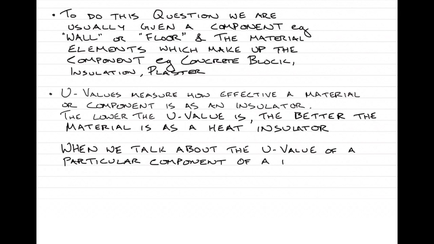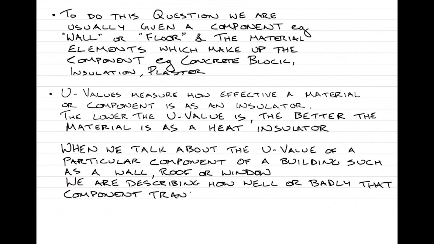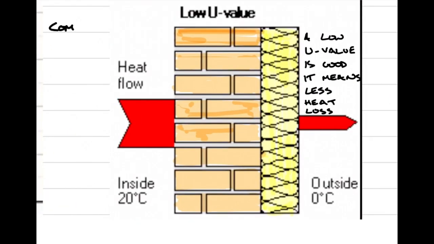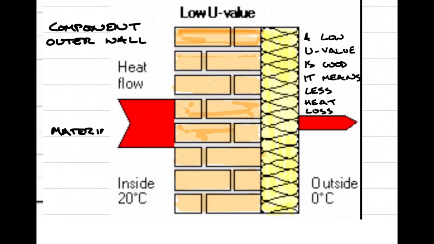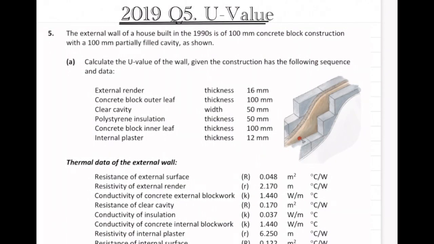So when we talk about the U value of a particular component of a building, such as a wall, roof, or a window, we are describing how well or badly that component transmits heat from inside to the outside. So here we have the inside of a building. Even though it says outer wall, that was my mistake. And going through the material element, internal surface, brick, and then insulation to the external surface.